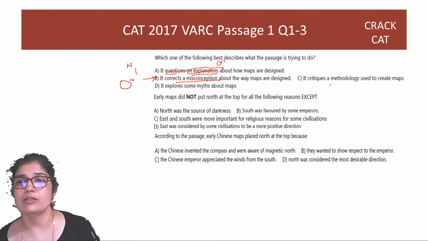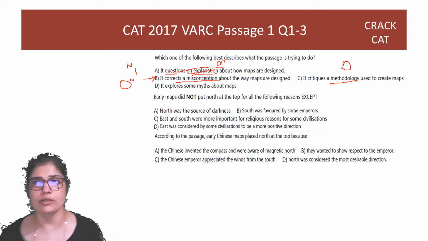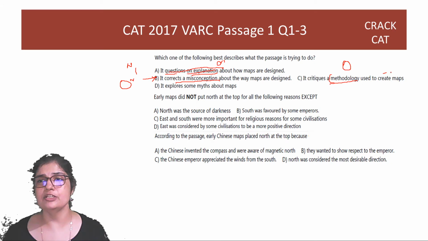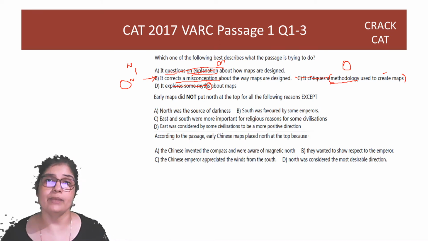It critiques a methodology used to create maps. अभी तक तो how maps are created has not been spoken about, right? तो methodology to create maps की बात नहीं की है, तो critique कैसे होगा? So C is out. It explores some myths about maps. No, there are not myths in plural. There is only one thing spoken about here. What is on top and why, right?